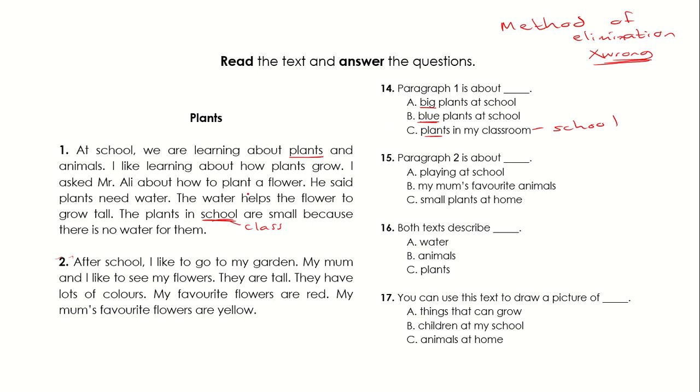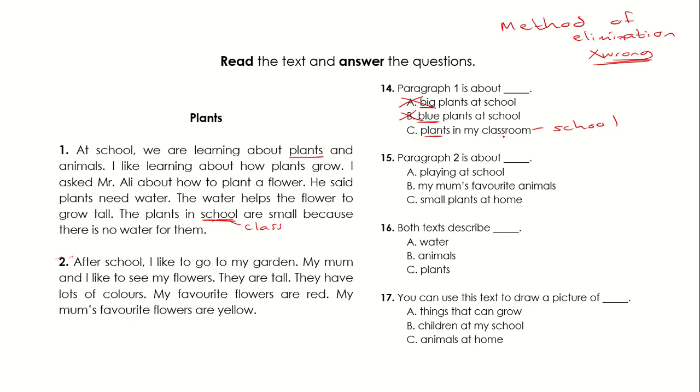Were they big? No. We said small. Big is not small, so it cannot be A. Are the plants blue? No, it didn't say anything about the word blue. So C must be the answer.